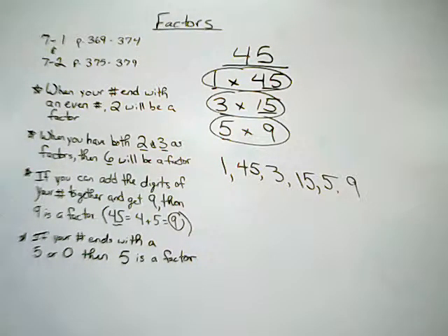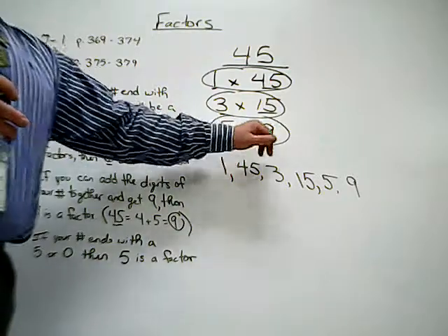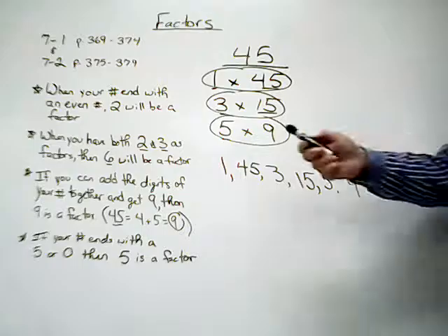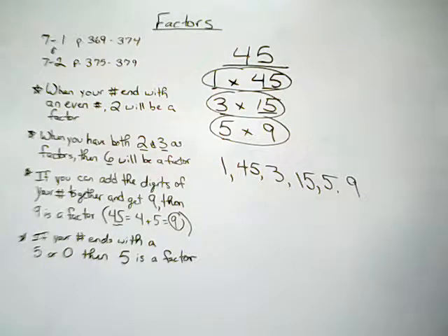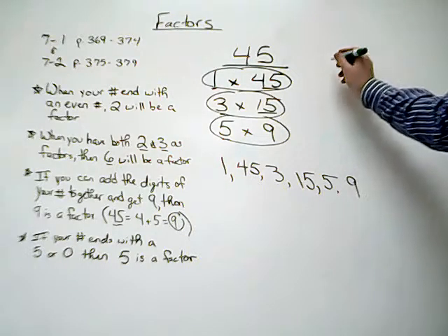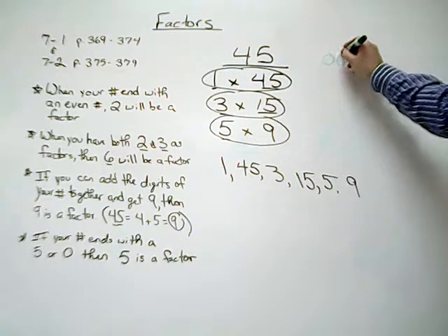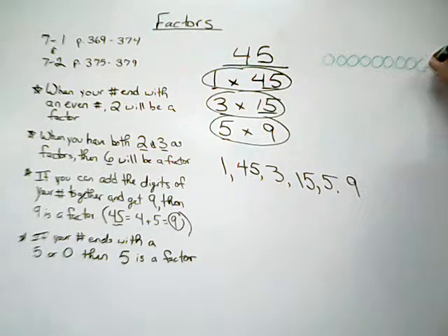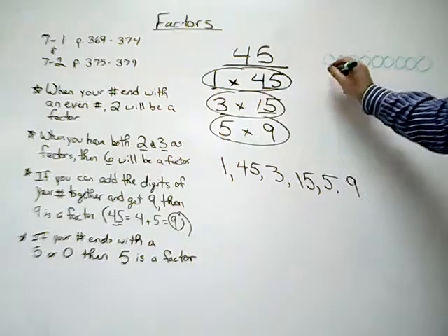Now, sometimes you might be asked to draw an array to illustrate one of these factor pairs. I'm going to draw an array for 5 times 9. What this means is I have 5 groups, and there's going to be 9 in each group. What I am not drawing is a picture. I'm going to draw an array, which is a nice, neat, uniform picture. So, 5 times 9. 2, 3, 4, 5, 6, 7, 8, 9. There's one group of 9.